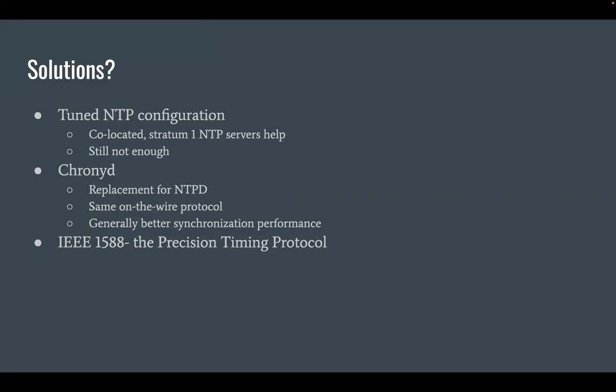So, what are some of the solutions to the negative latency problem? Well, you could tune your NTP configuration. You could run your own Stratum 1 server, which is fairly easy and inexpensive to do. You could make sure that the NTP servers are not far from the nodes that are involved in the test setup. This still isn't good enough, and I can demonstrate that.